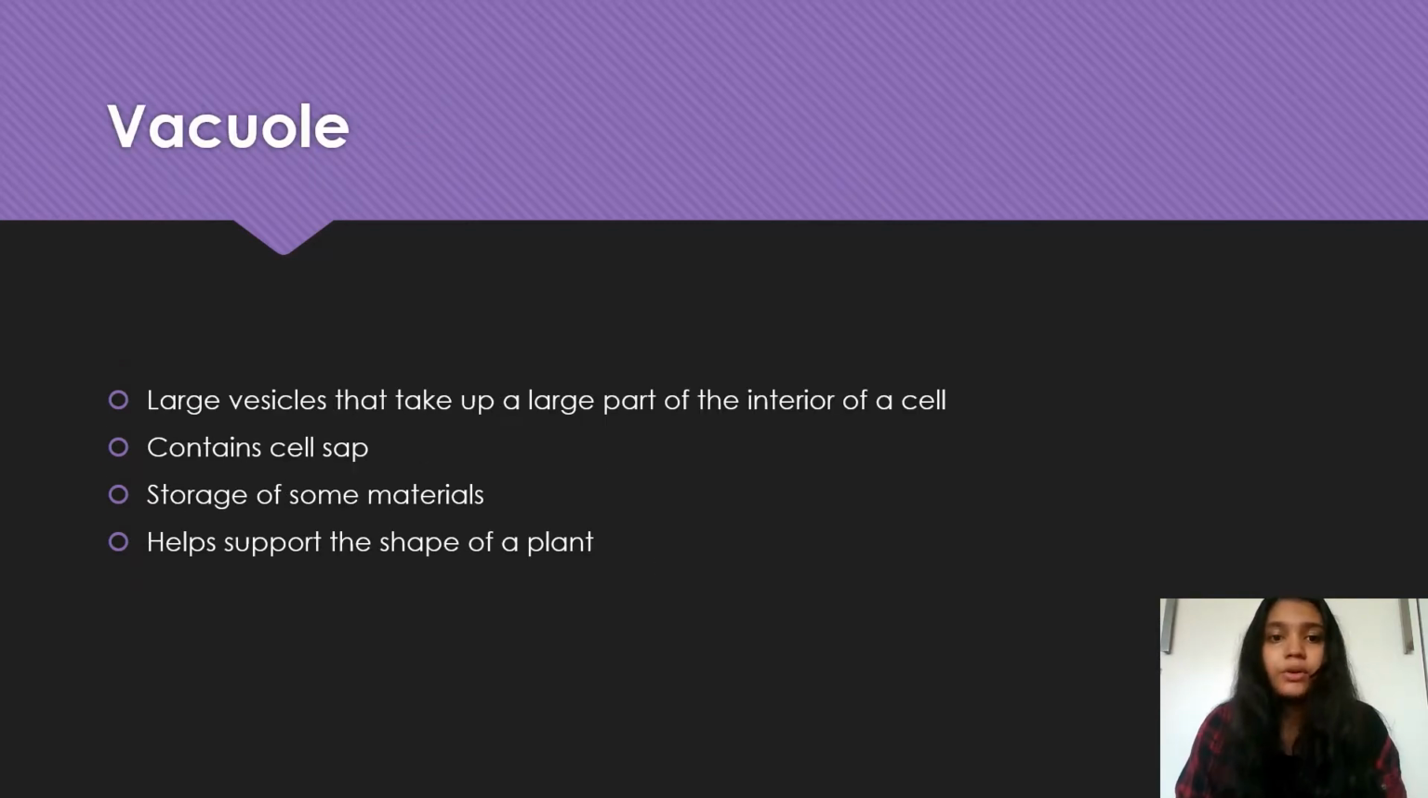Then you have the vacuole. A vacuole is basically a large vesicle that takes up a large part of the interior of a cell.